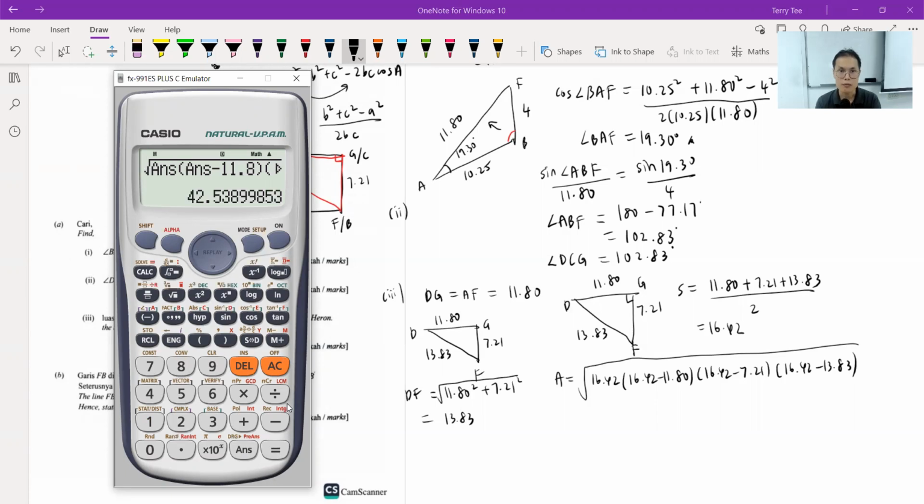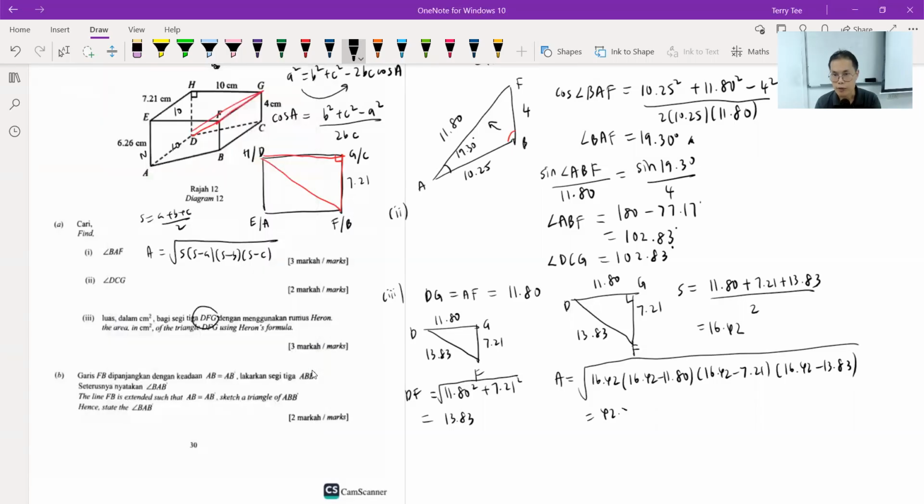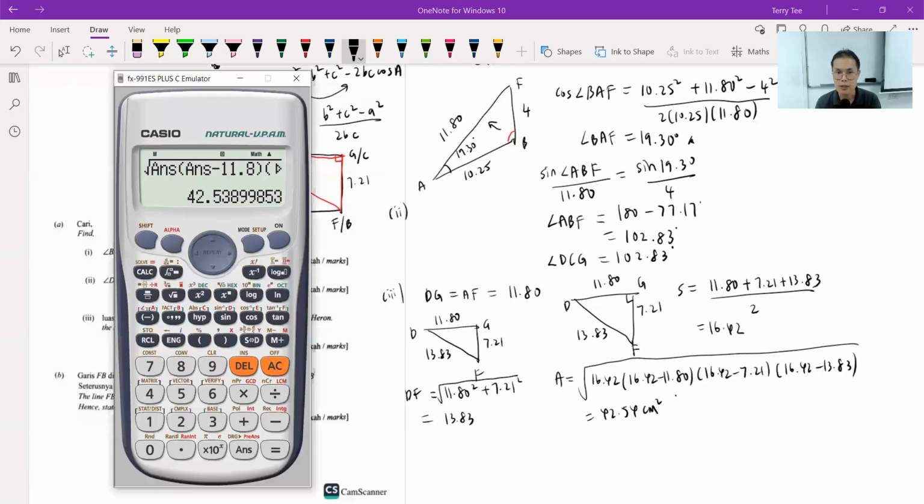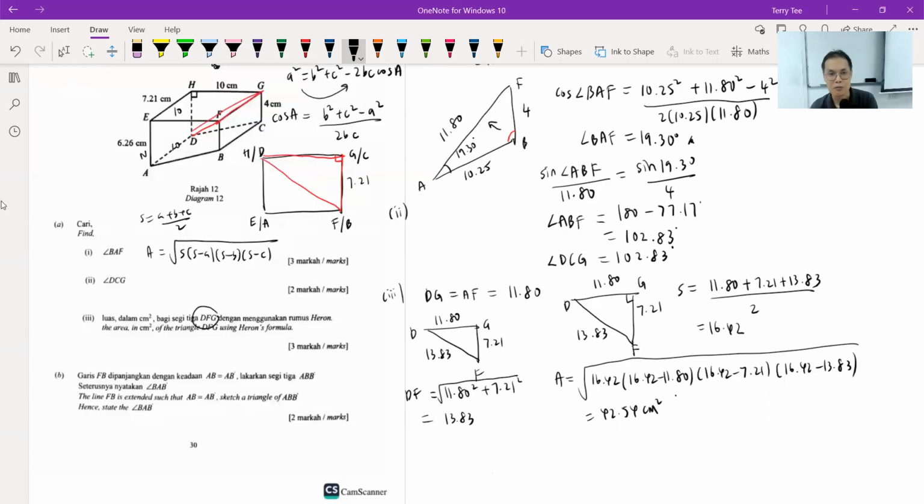There you go. My answer is 42.54. Okay, now if you use half times base times height, you can see your base in this case, let's say I use 11.8 and my height is 7.21. I'm getting the same answer. Yeah, 42.54. It's a lot easier, right? Don't have to use Heron's law.